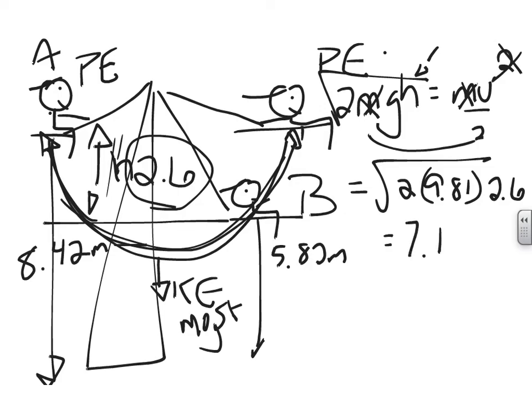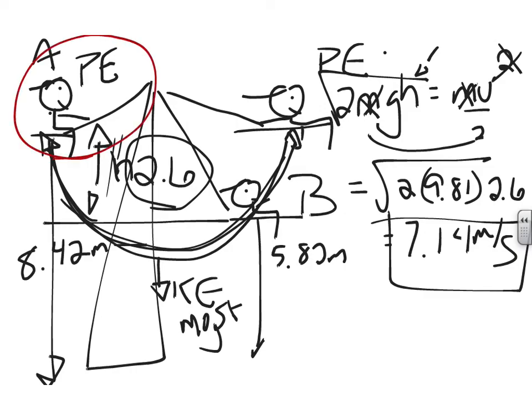And we find that that is 7.14 meters per second. So that would be how fast she's going at point B. Now, the big question is, how in the world did she get up to point A in the first place? You don't start off in your swings up there.